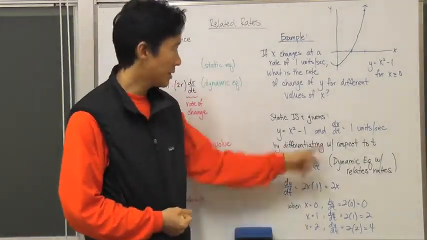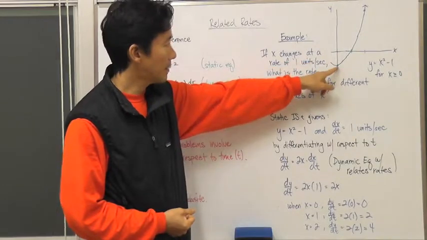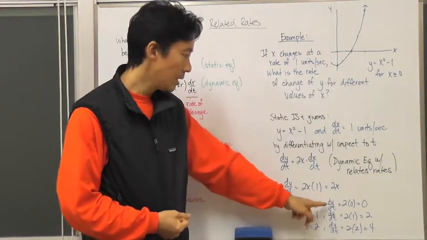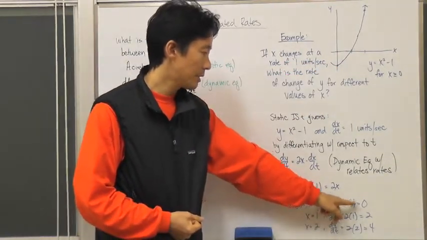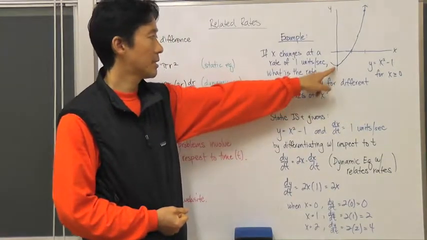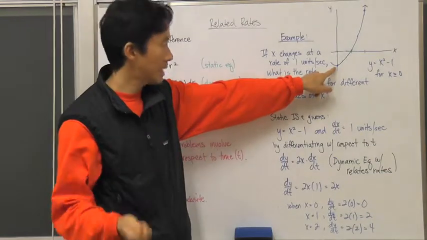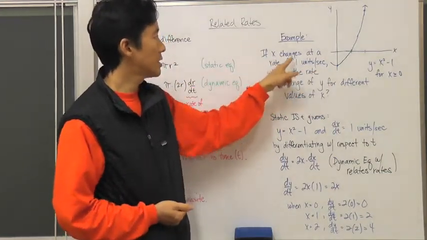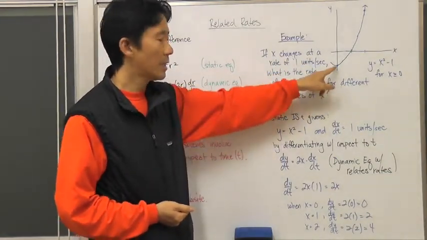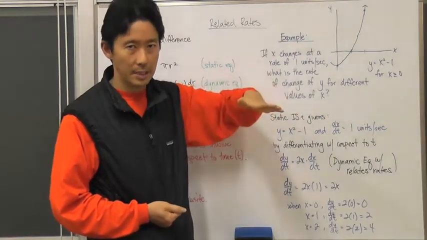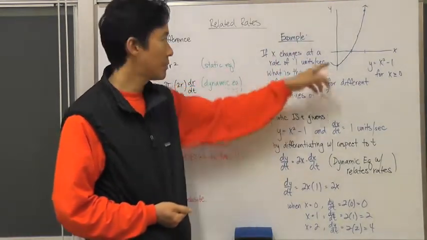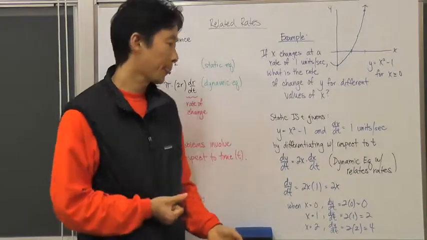So when x is equal to 0, we're talking about that point right over there. dy/dt is going to be 2 times 0, which is 0, which means that there is no rate of change at that particular point for that particular instant, even though x is changing at a rate of 1 unit per second. That makes sense because it's at the minimum, and the rate of change at that point is 0.